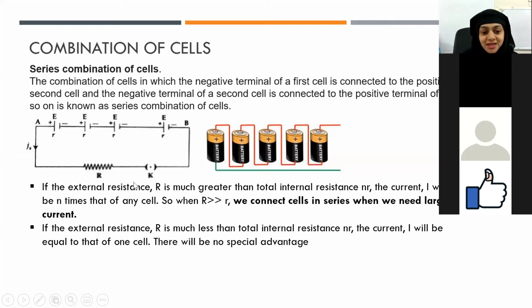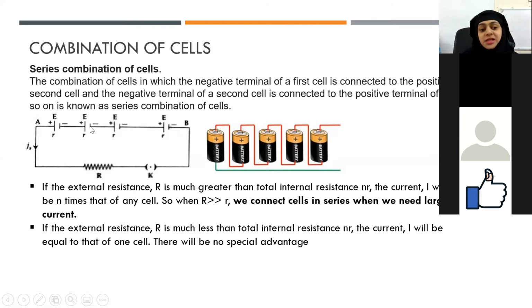Is this a closed key or an open key, Irfan? Closed key. Yeah, because the dot is there. Dot means it is a closed key, or the circuit is closed. So the current is flowing through this.